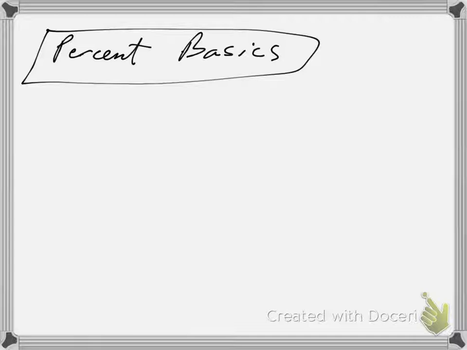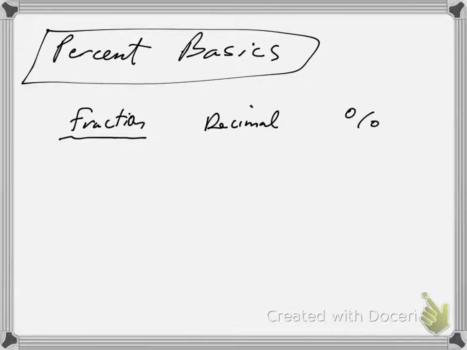But before we even introduce all that stuff, we're going to start by talking about percents, doing a little bit of a review of percents. So first of all, we have a couple different ways we can look at numbers. One of them is we can look at something as a fraction. We can look at something as a decimal. And then we can look at something as a percent. These are all related, and we can go back and forth between these, okay?